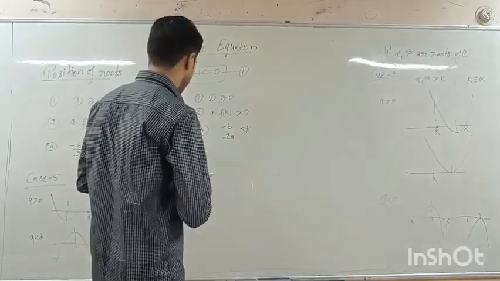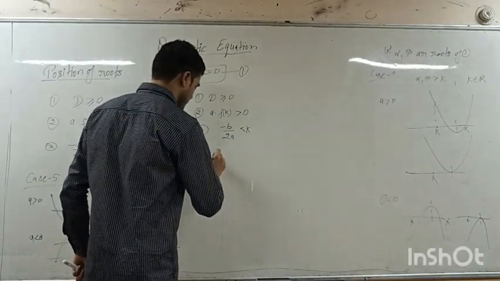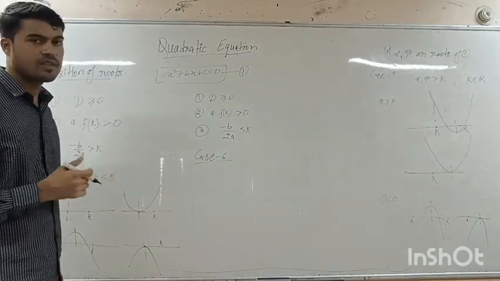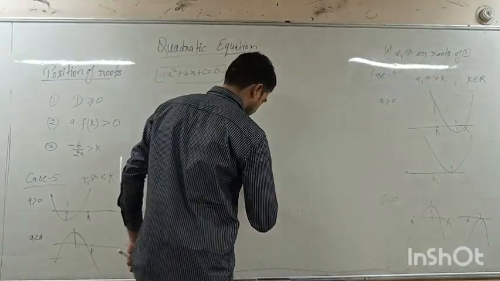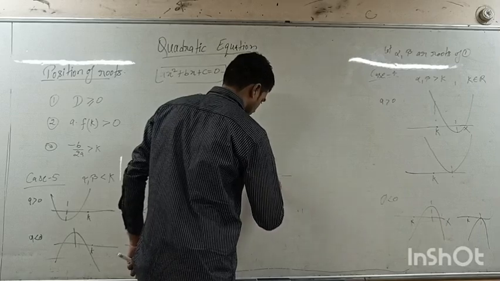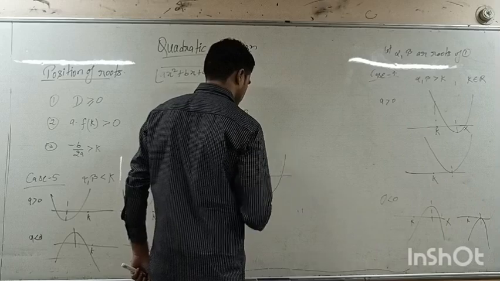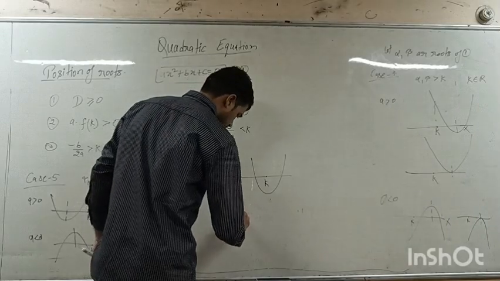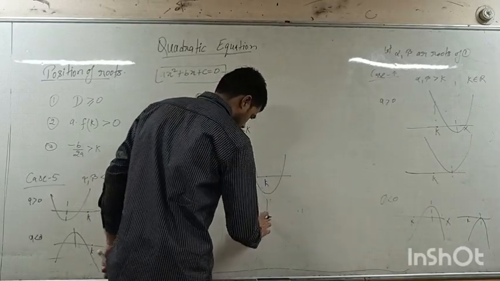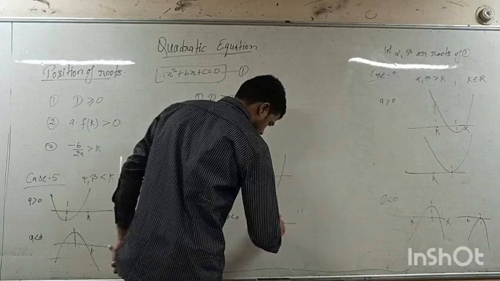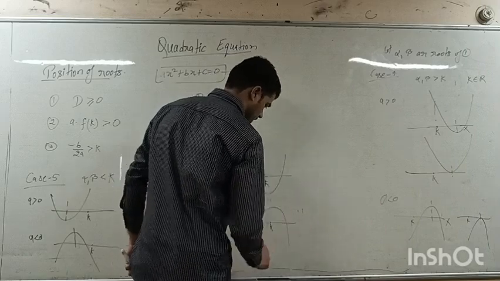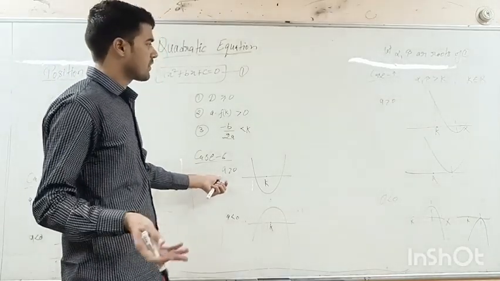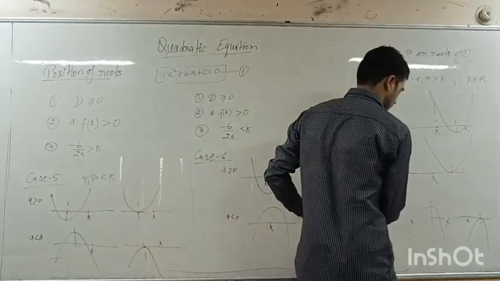Now there can be case 5 and case 6. If one root is greater than k and the other root is less than k, like this is k, the graph can be like that if a is greater than 0, and if a is less than 0, this is k, and this will be the graph.